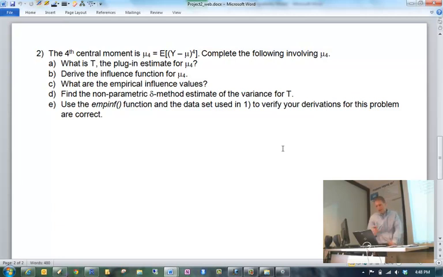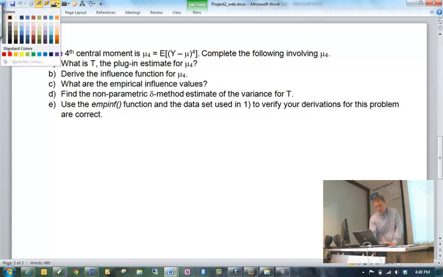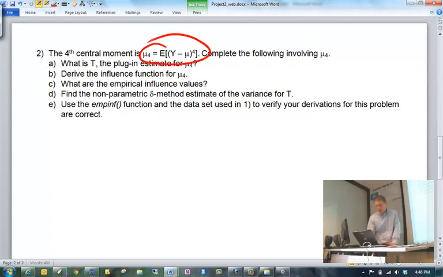I decided just to make it easier, just do the fourth central moment itself. So this is the fourth central moment. What I want you to do is give me the plug-in estimate. You should know what that is already. Next, derive the influence function for mu4. I recommend that you multiply out the y minus mu to the 4th power to do this. What's an easy way to get the necessary terms? Binomial theorem. We can think of it in terms of Pascal's triangle.